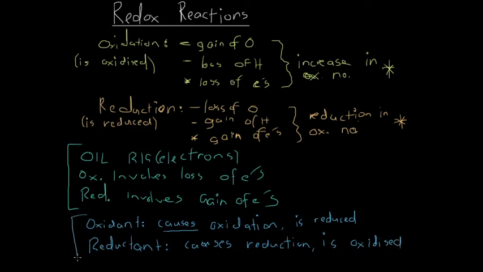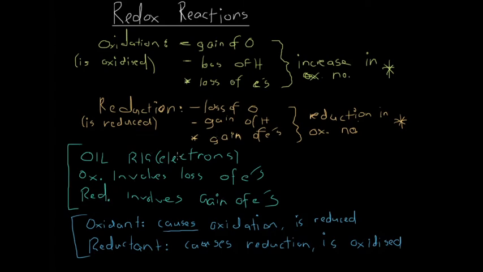So there are three key things we need to remember from this lesson. Oxidation involves an increase in oxidation number. Reduction involves a reduction in oxidation number. Again, if we use OIL RIG, we see that oxidation involves the loss of electrons, as we've got up here, and reduction involves the gain of electrons. So here's the gain of electrons.